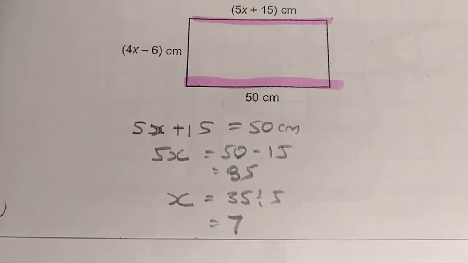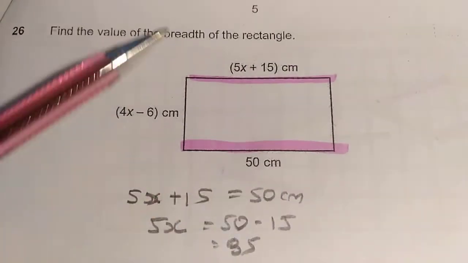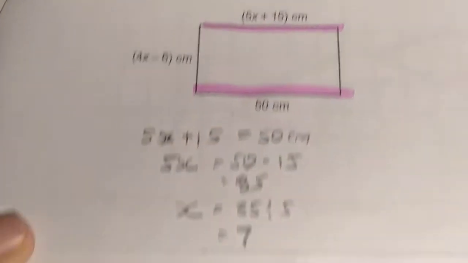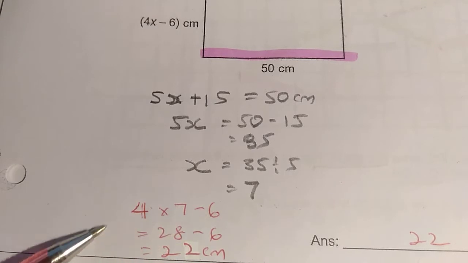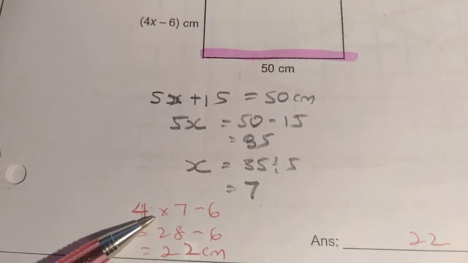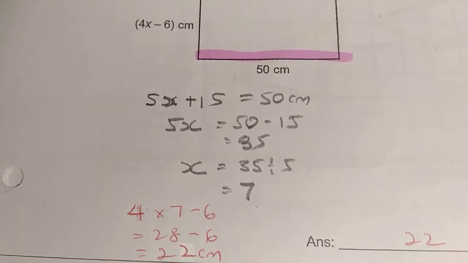Once I have x equals 7, I substitute x equals 7 inside here to find the value of the breadth. That's what I'm supposed to find, right? The value of the breadth. So 4x minus 6 is actually 4 times 7 minus 6. Once I get to this part, I must now use my knowledge of order of operations. I multiply first, so I get 28. Then from left to right, I have 28 minus 6, I have 22 centimeters. And that's the answer for this.